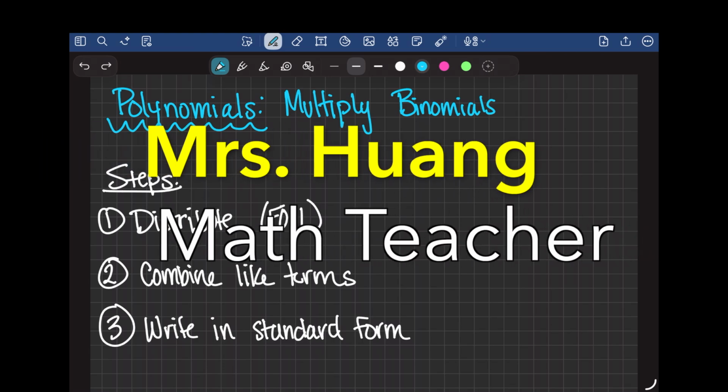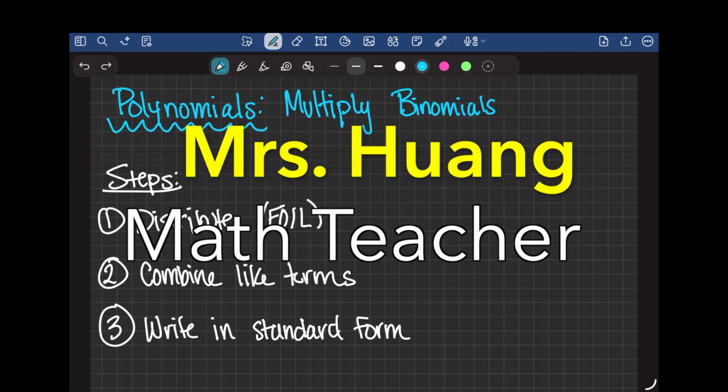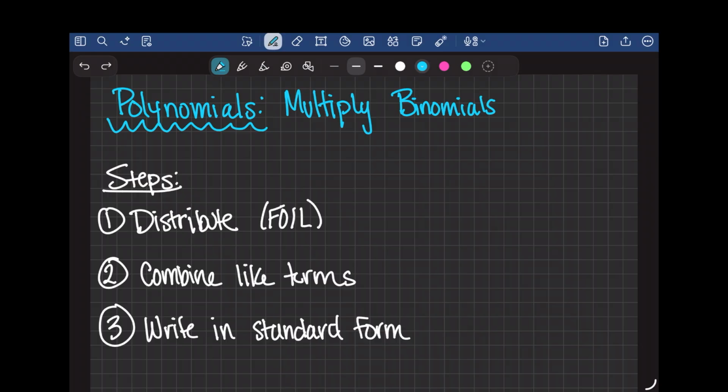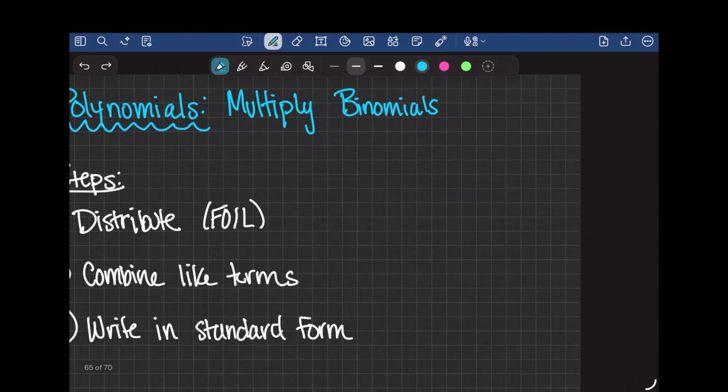Alright humans, in this video we are going to multiply binomials. So the first thing that we're going to do is distribute, and I'm going to use the FOIL method. Then we're going to combine like terms and write our answer in standard form, which means we go from highest to lowest exponent in alphabetical order.